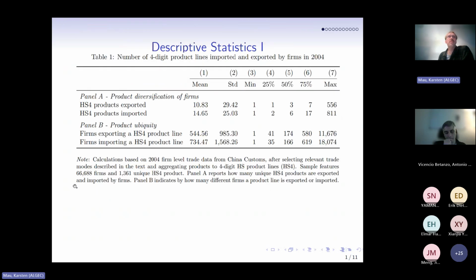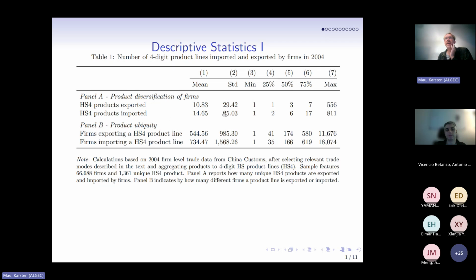Let me show you some summary statistics very briefly. In panel A, we can see, for example, how many products are typically exported or imported by a firm, right? On average, a firm exports about 10 or 11 products and imports 14 to 15 goods. If we go through the distribution, 75% of the firms in this sample export at most 7 goods, which means it's not extremely diversified. But of course, when we go to the extreme, it goes to more than 500 products.